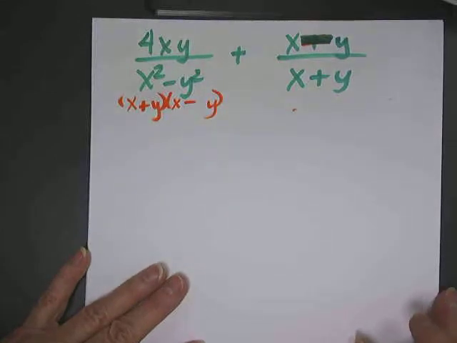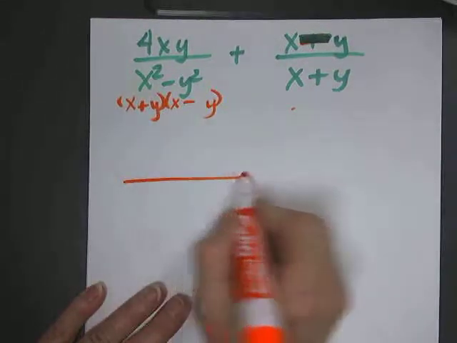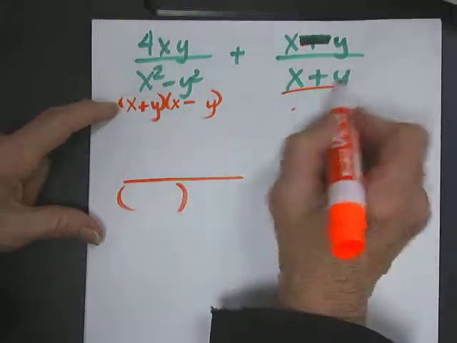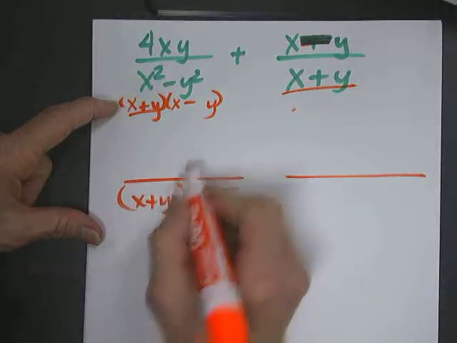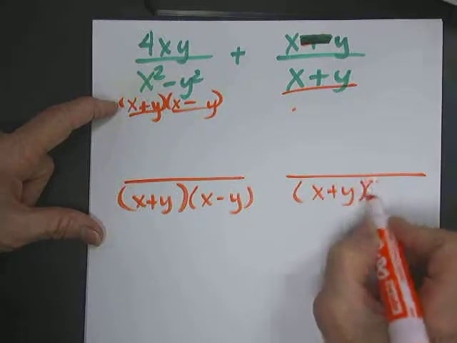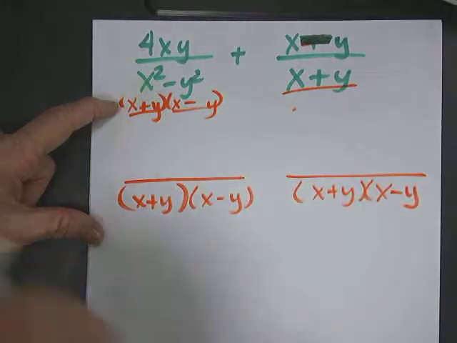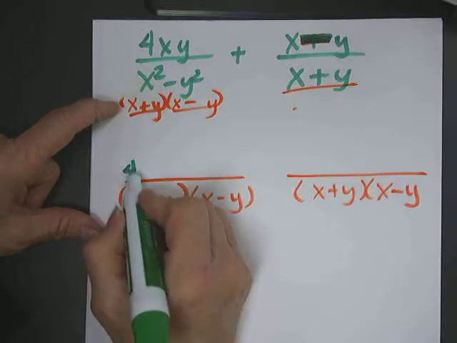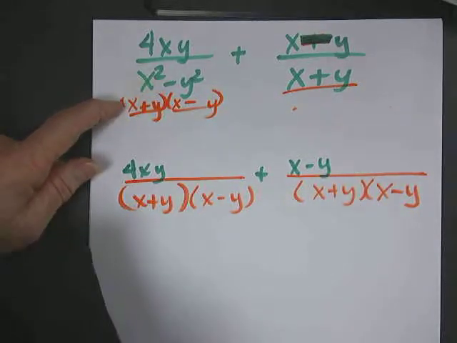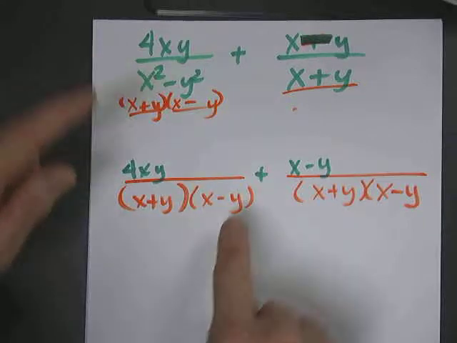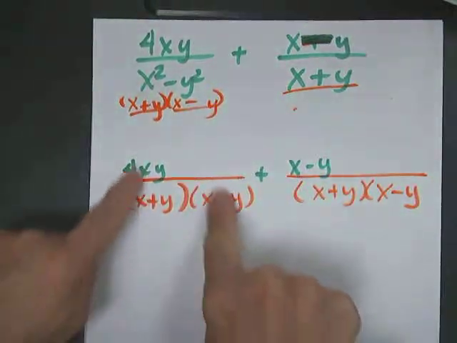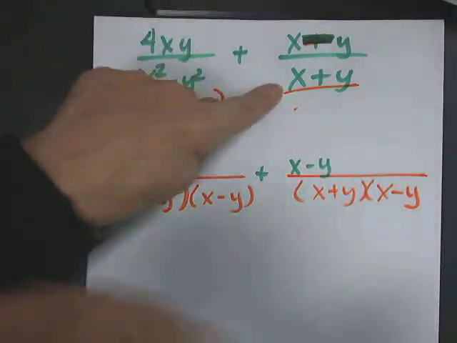Okay. We need a common denominator. To get a common denominator, we need to make sure everything's factored all the way. This is not factored. X squared minus y squared, the difference of squares means you have a plus and minus. That's why we learned the LCM thing, to get a least common denominator. Our least common denominator is this. We need this in there once, and we need this in there once. That's the most. So the common denominator is x plus y, x minus y.